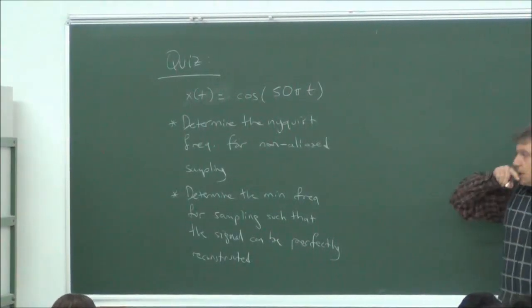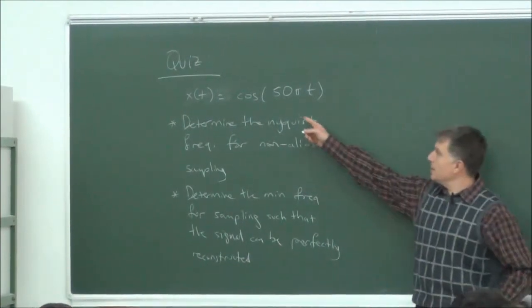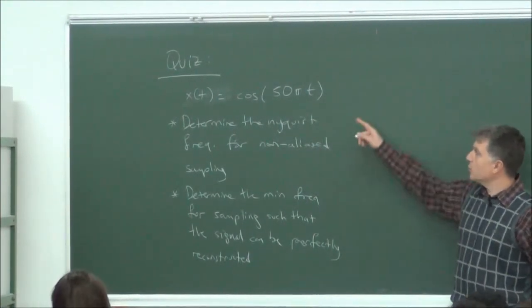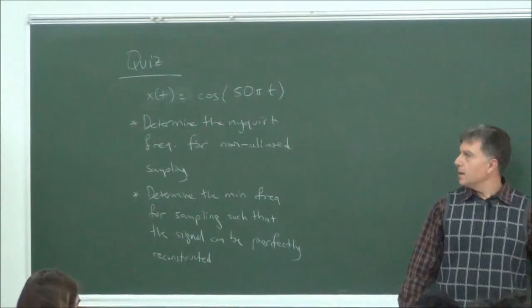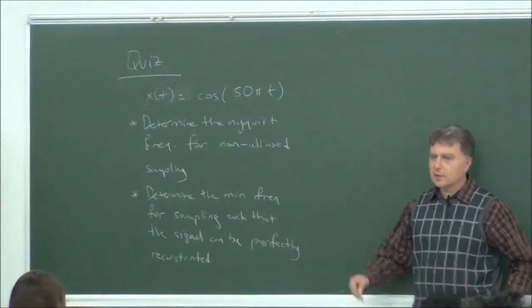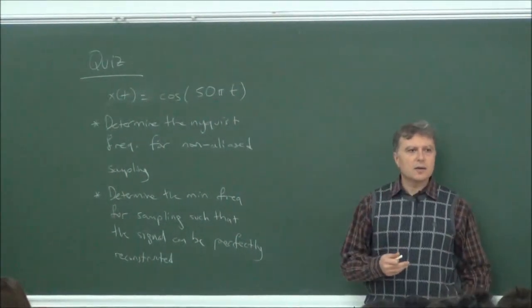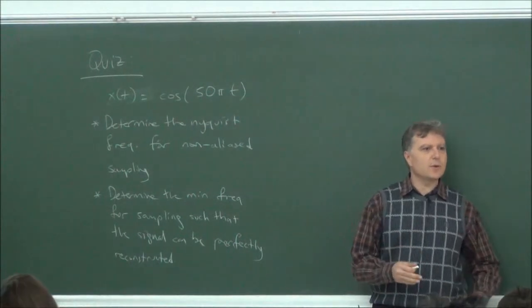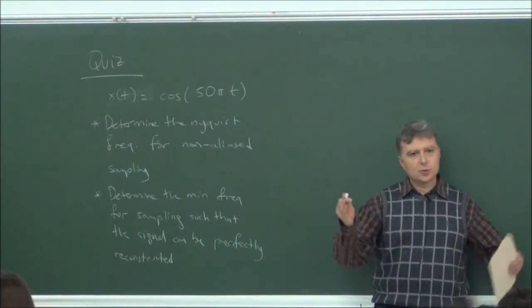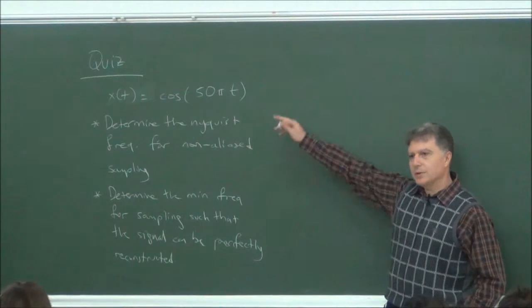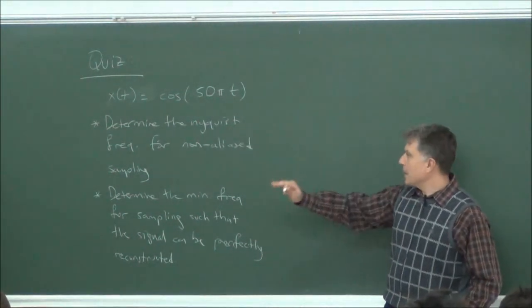Okay, let me read it. There is a signal, x of t is equal to cosine 50 pi t. It's a periodic signal and it is certainly band limited. We all know what the Fourier transform of this thing looks like, right? It has two impulses at the corresponding frequencies and minus of that.